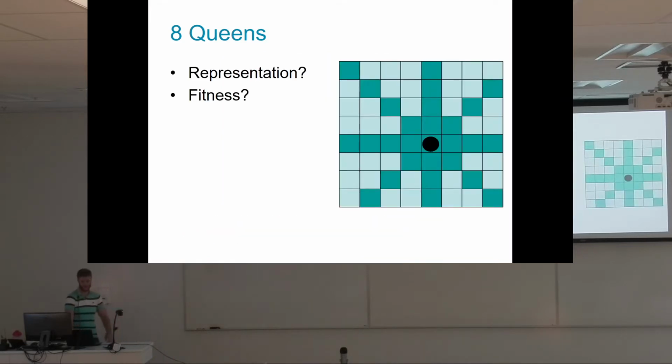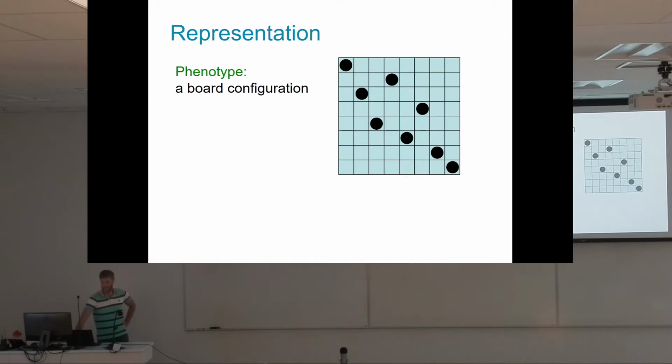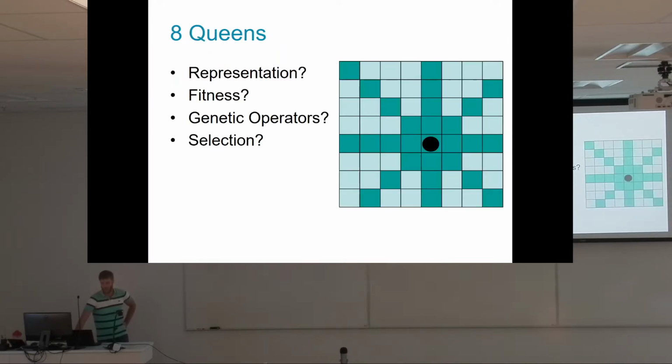So how do we want to represent this? How do we want to evaluate how good a candidate solution is? How do we want to actually include that variation? That's the genetic operator, the crossover and mutation. How are we going to do that? How are we going to decide to do selection exactly? Because at this point, I've told you we need those things, but we haven't talked about specifics.